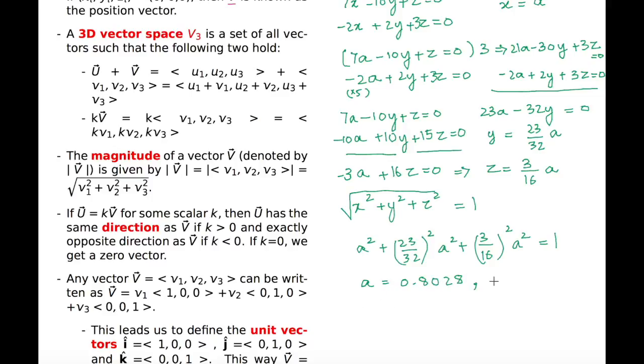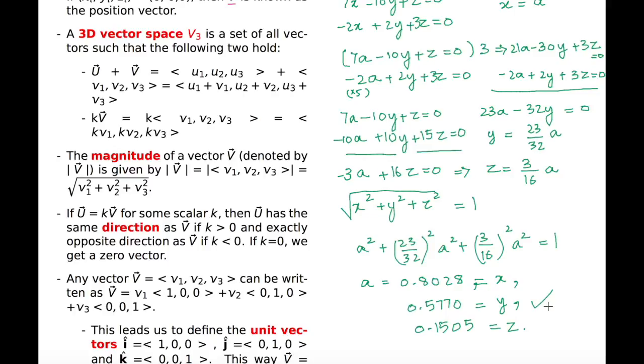Okay, and so this is also equal to x, because x is equal to a, we assumed, and y is equal to 23 over 32 times a, so then y is equal to 0.5770, and z is equal to similarly 3 over 16 a, so 0.1505, this is my z. Okay, now you can check whether x squared plus y squared plus z squared is equal to 1 or not. If you use the calculator, you will see that this is the case. So this is a pretty simple method to find a vector which is perpendicular to two vectors. Now note that we used the definition of dot product.